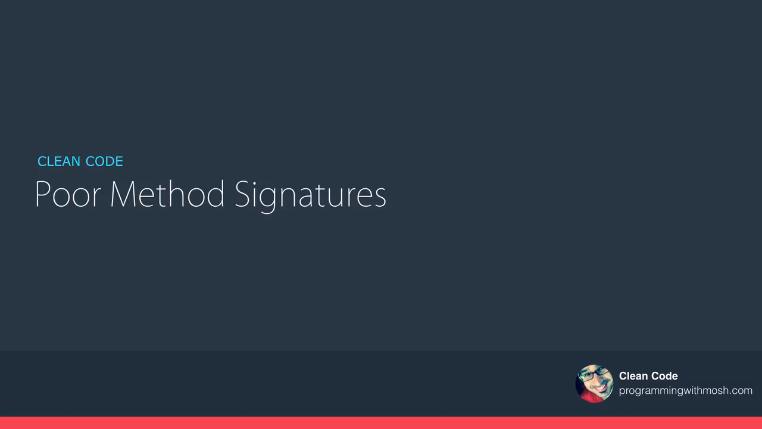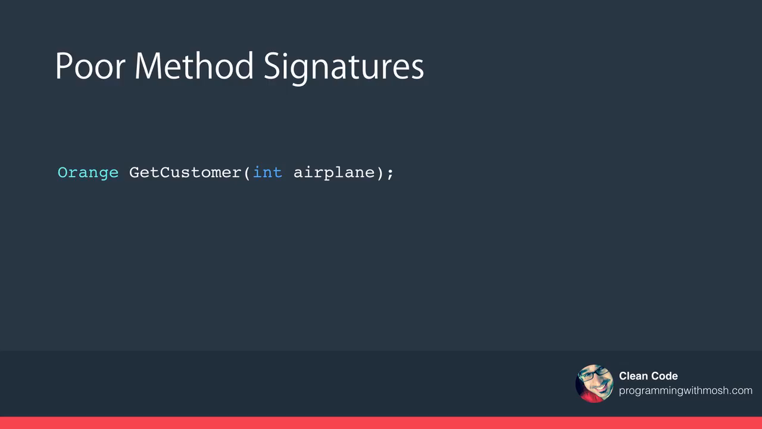Another common problem I have seen over various code bases is poor method signatures. So basically what I mean by that is, it's like you have a method called getCustomer, but the parameter it gets is an airplane, which is actually not an airplane object, it's an integer. And what that method returns is not a customer, it's an orange. Now, as much as it sounds like a joke, it's so true. I have seen a million examples of methods like that.